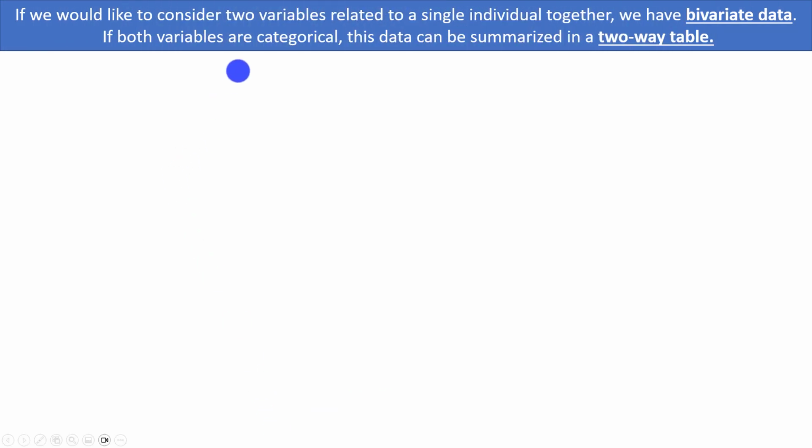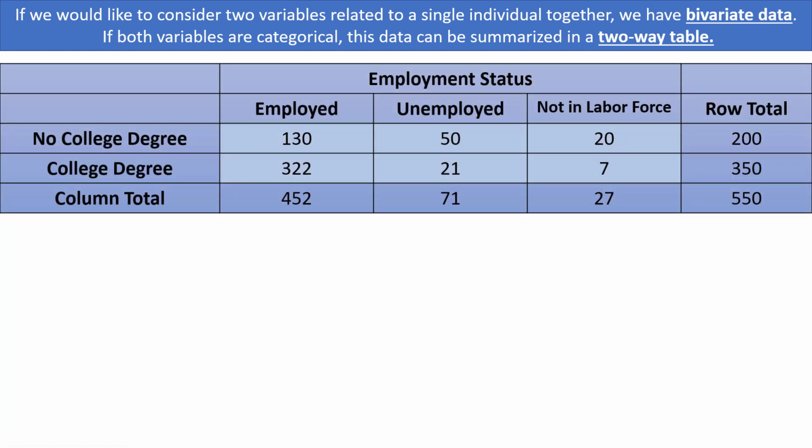If we would like to consider two variables related to a single individual together, then we have what is called bivariate data. If both of those variables are categorical, meaning they are not numerical or quantitative, then this data can be summarized by what is called a two-way table, sometimes called a contingency table, and that would look something like this. So in this case, we have two categorical variables.